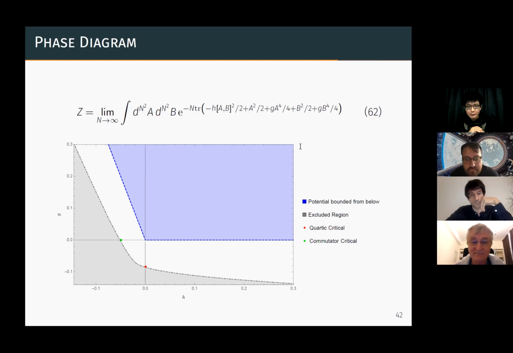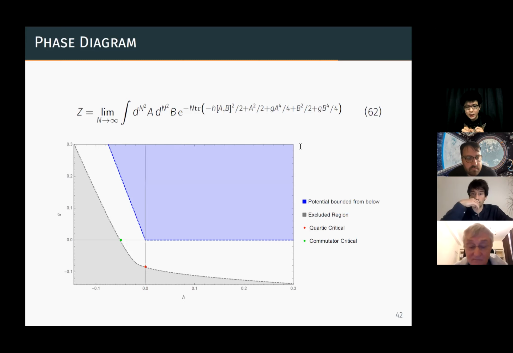That is, for G equals 0, how negative H could be, and for H equals 0, how negative G could be. But generally, this should be a 2-dimensional curve, and we can explore it by the bootstrap method. Here, the gray region is rigorously excluded by our numerical bootstrap. And the blue region is the region with stable potential, that is bounded from above and bounded from below. So in this region, even for finite N, this is well defined.